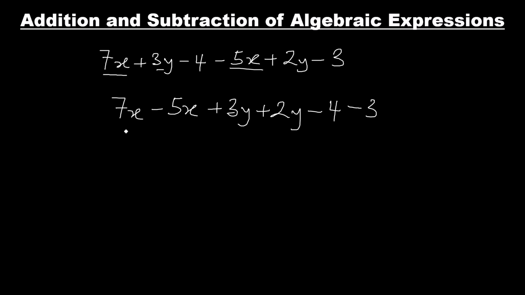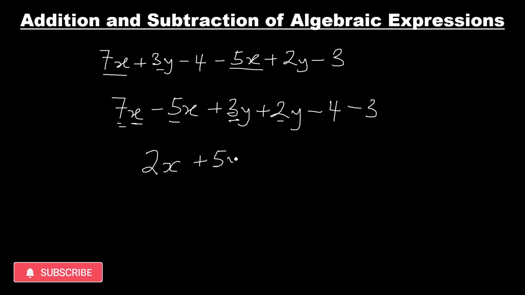Oh, so simple. 7x minus 5x is more like 7 minus 5. 7 minus 5 is 2. Then we bring the variable attached to the 2. So 2x. 3y plus 2y is the same as 3 plus 2, and that should give us 5y. Minus 4 minus 3 is minus 7. So at this point, we can't go further. So this brings us to the end of this question. As simple as that.